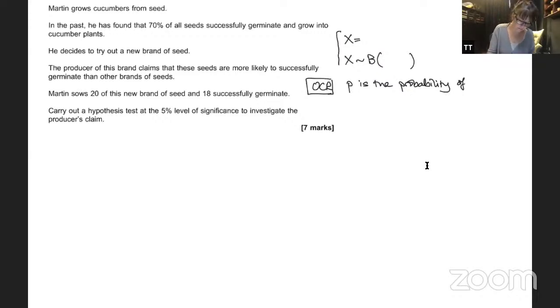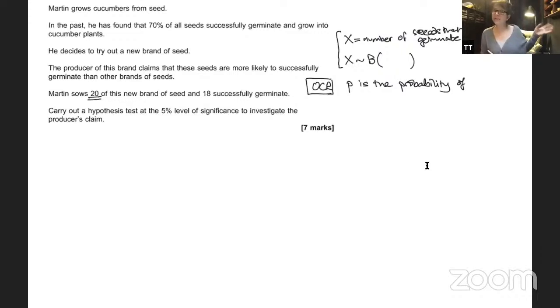So let's start. X is not the probability, it's the number. Good. X is the number. And if they ask you to define it and it doesn't say the number of, you won't get the mark regardless of what you've written. It must be the number of, and then you're defining success. Seeds that germinate. And I'm going to specifically say out of 20. There are 20 seeds in the test.